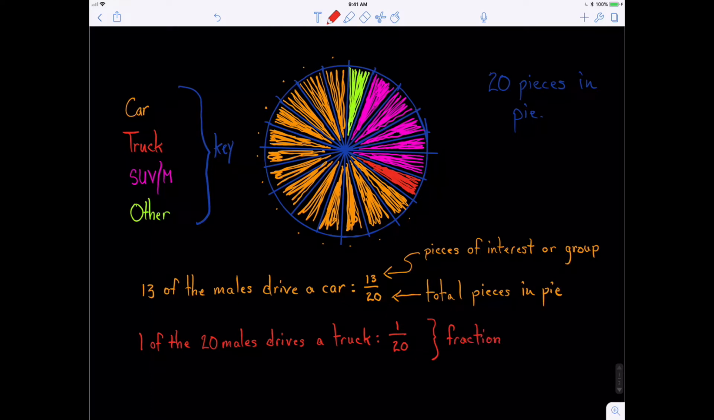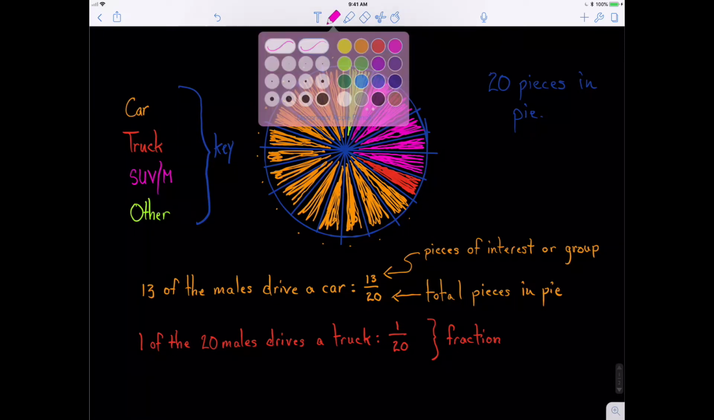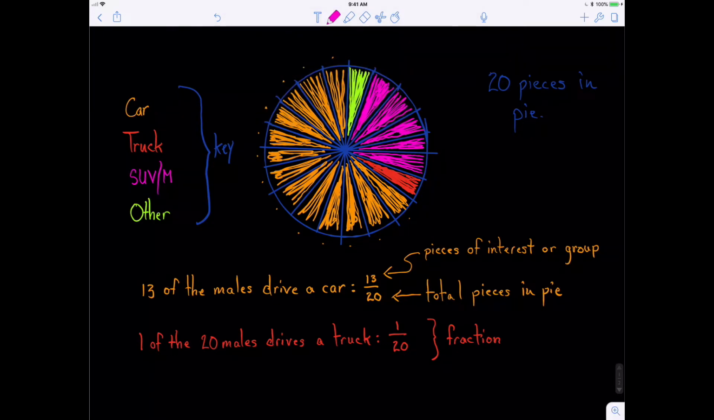Let's do another one. Let's take a look at the pink group. If we count the pink, we have 1, 2, 3, 4, I have 5 pink slices. So I could say that 5 of the 20 males drive an SUV or minivan. That was that category. And we write that as 5 over 20.